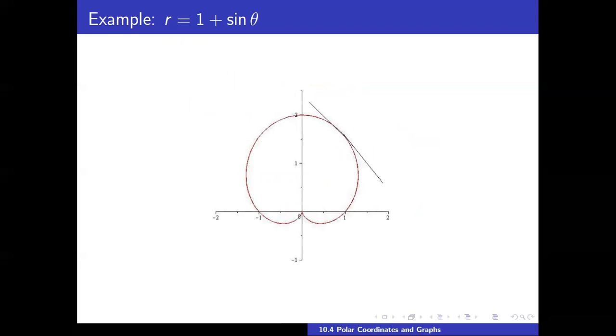Where's 5 pi over 6? Okay, pi over 6 is probably right here or something. So this is pi over 6, and this is 5 pi over 6, so that would be like here and here. Does it look like we have vertical tangent lines there? Sure. Yeah, so vertical tangent lines there and there.